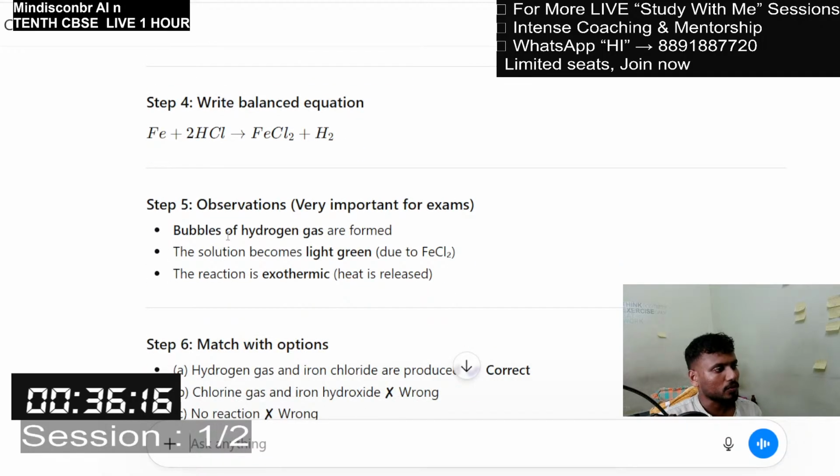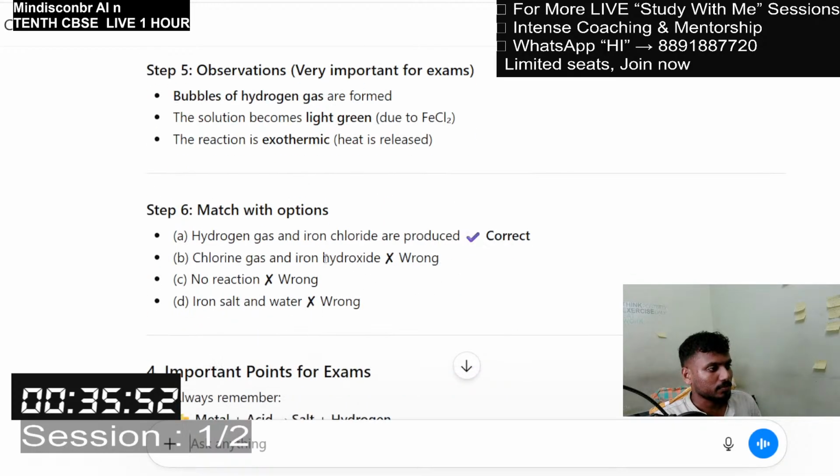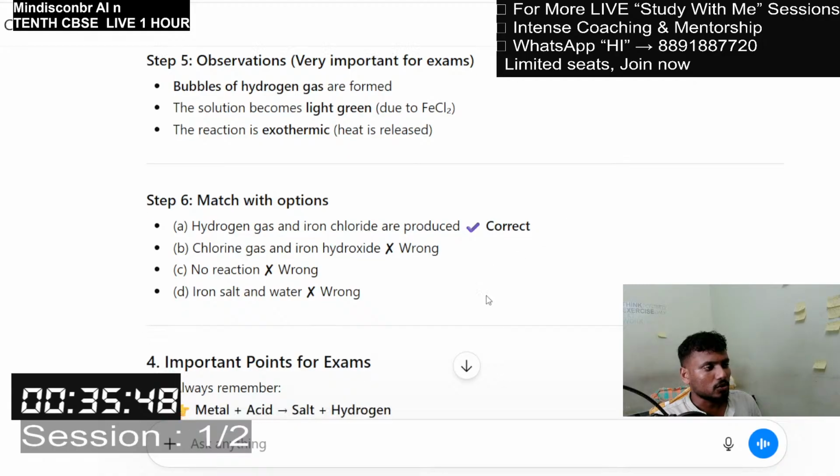Observations, very important for the exam. Bubbles of hydrogen gas are formed. The solution becomes light green due to FeCl2. Here the iron chloride, FeCl2, is light green in color, and the reaction is also exothermic, heat is released, and bubbles of hydrogen gas are formed. So hydrogen gas and iron chloride are produced is the correct option.